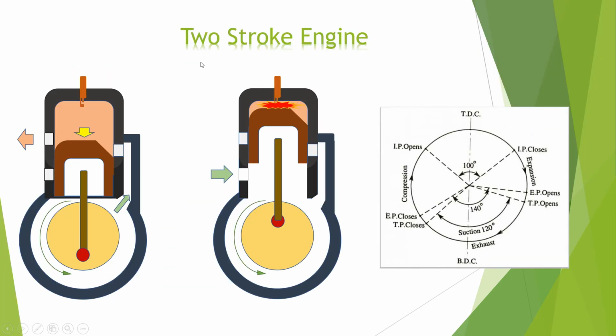So here we can see two-stroke engines. A two-stroke engine comprises the same piston, connecting rod, crankshaft, crankcase, cylinder block, cylinder head, and injector or spark plug. This is the exhaust port, this is the intake port, this is the transfer port. These are some different identifications in two-stroke engines.